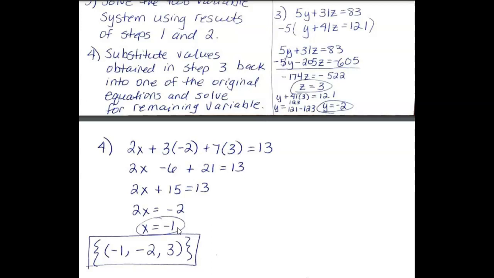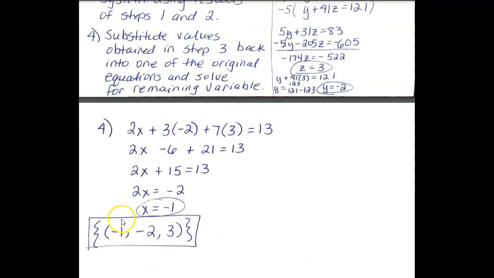So once you have found all 3 variables, your solution set will be the ordered triple. We would list in the parentheses x first, -1, comma, then the y value, -2, comma, and then your z value, 3. Close the parentheses. In this section, every problem has a single ordered triple answer. We will address situations where you could possibly have no solution or infinite solutions when we get to chapter 6.